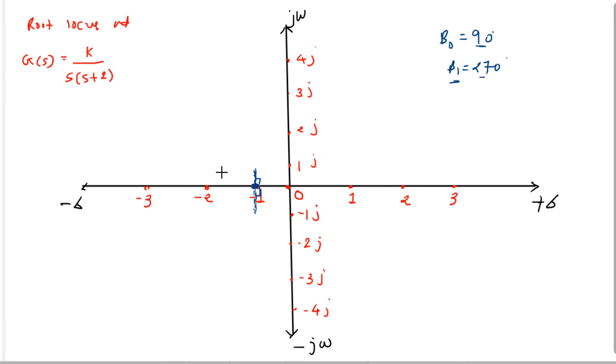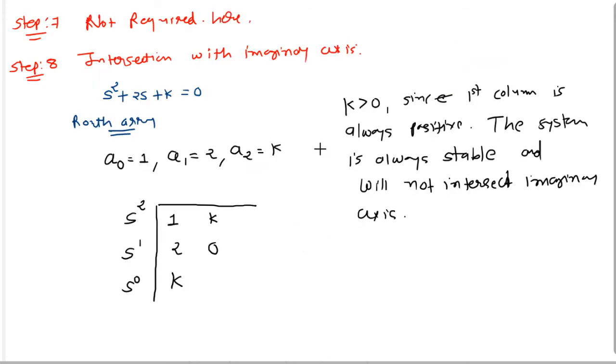How can we construct the root locus? First you find the centroid, that is minus 1, so I am marking this point. Then beta 0 is 90 and 270 is directly opposite to 90, so I am just drawing this line. Now we know the intersection with the imaginary axis.